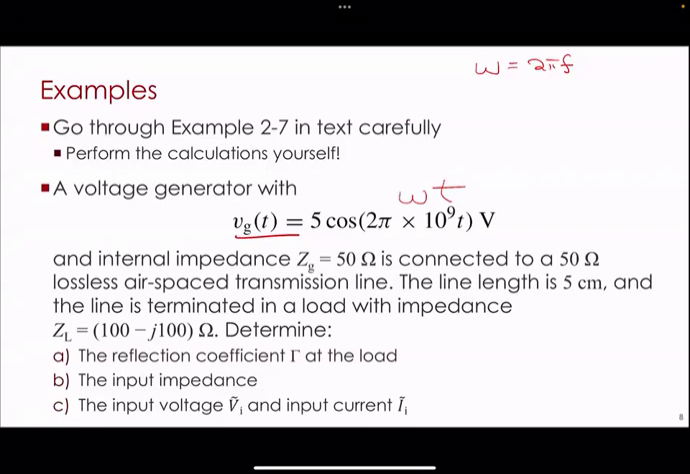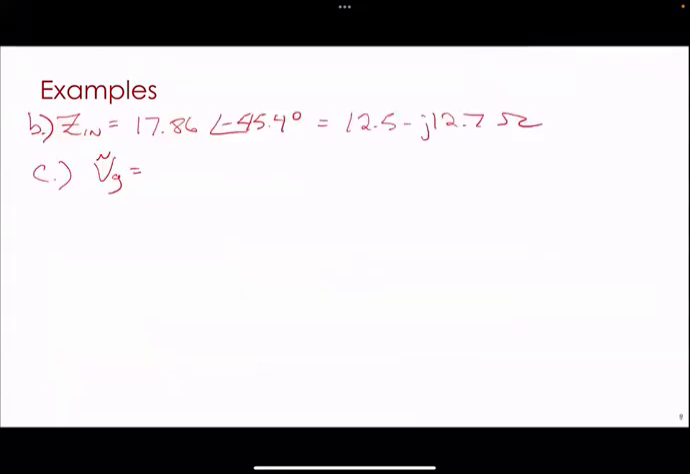Now, do you remember what happens with the omega t when you go to the phasor domain? There's that e to the j omega t that you never write. It's there, but in the phasor domain, we don't write it. So all it is just 5. And if you like, you could go angle 0. You could say, is that right though?